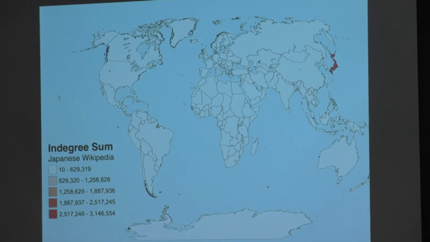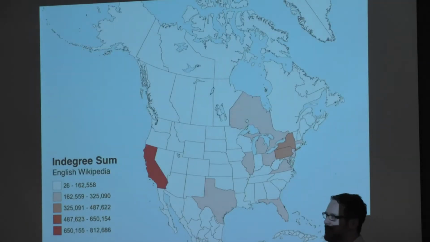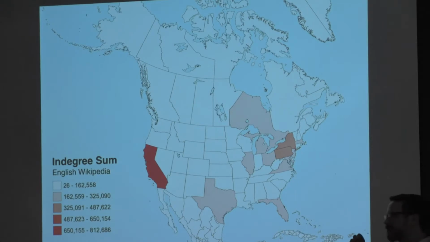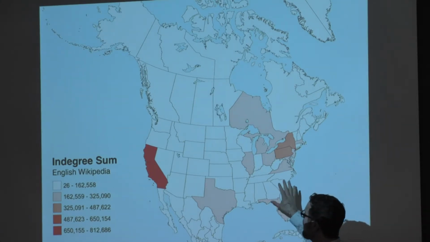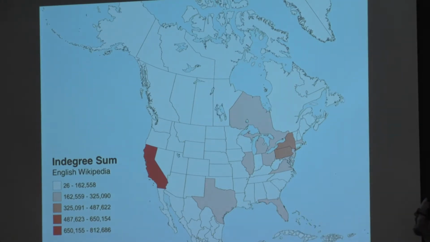That's the Japanese Wikipedia. So it's a very robust and significant finding across language editions. We tend to see that. The really nice thing about this approach is we can also change the geographic scale. So here we can look at North America. We're looking at states and provinces, and this is the English Wikipedia.